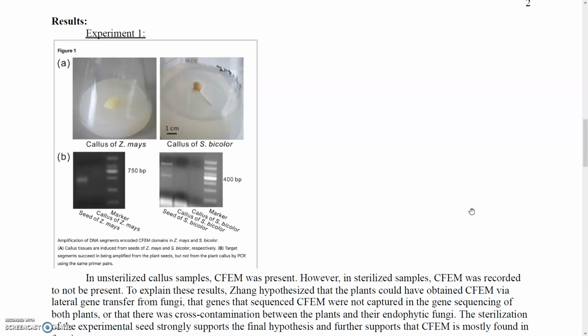To explain these results, Zhang hypothesized that the plants could have obtained CFEM via lateral gene transfer, which seemed unlikely, or that the genes that sequence CFEM were just not caught in the gel electrophoresis for both plants, which also seemed unlikely. Zhang hypothesized the presence of CFEM in the unsterilized plant tissue actually came from an endophytic fungus living in both plants. This hypothesis is supported considering that CFEM was not found in the sterilized plant tissue.